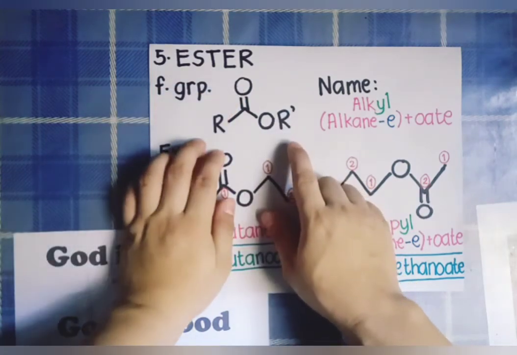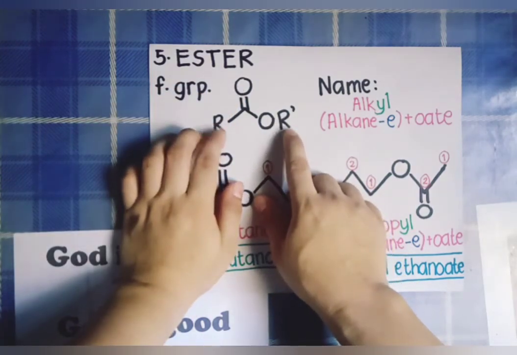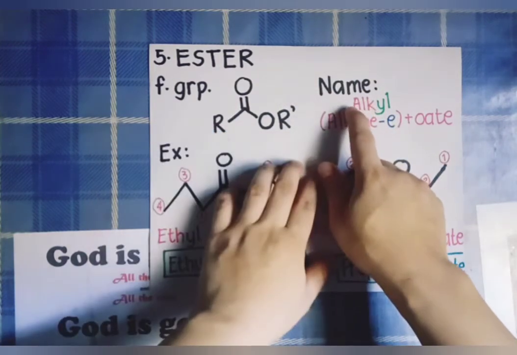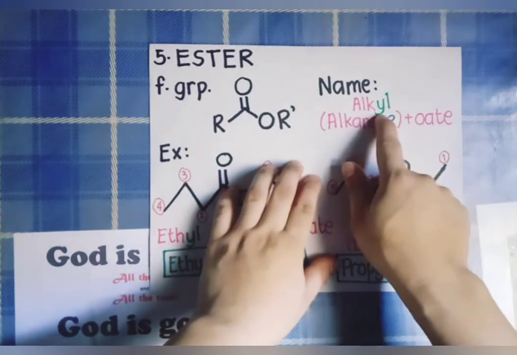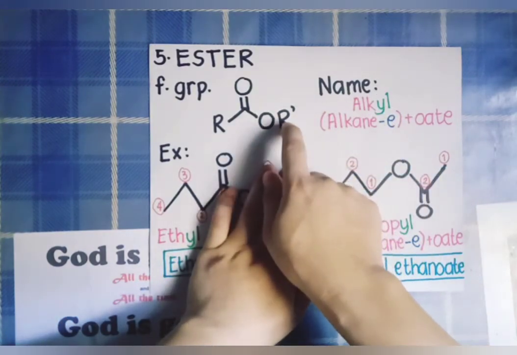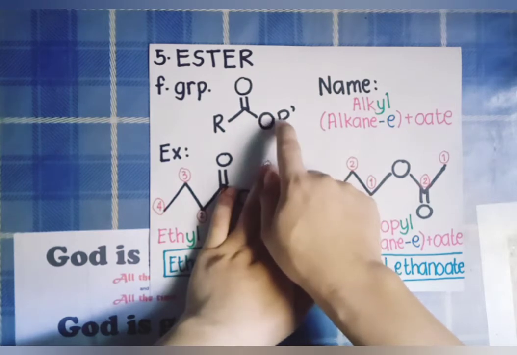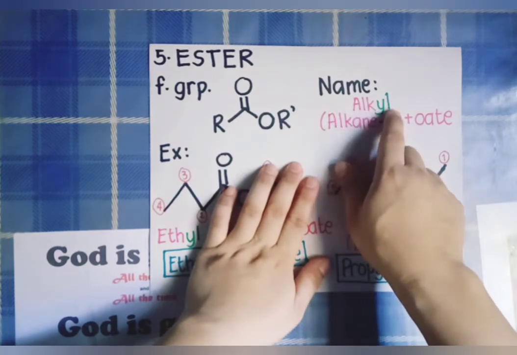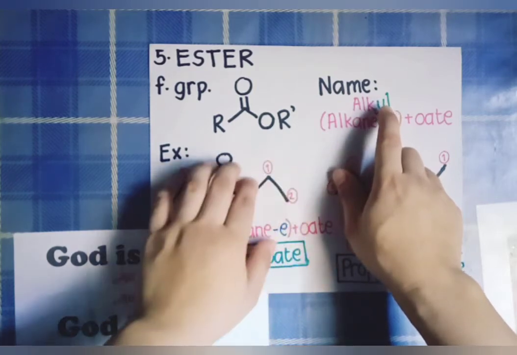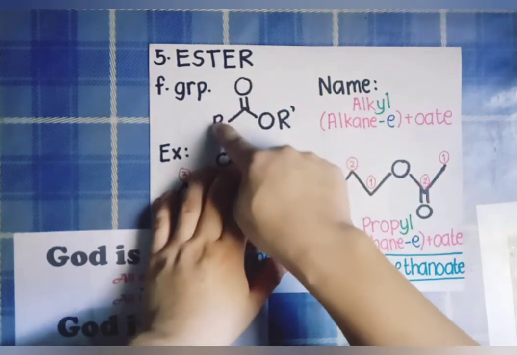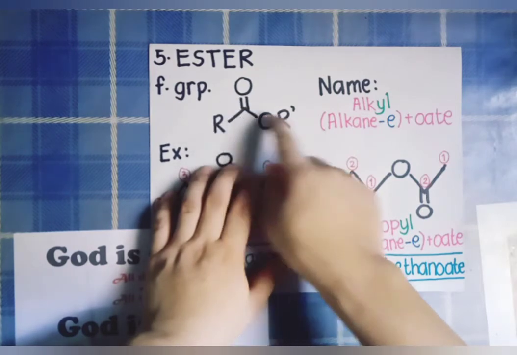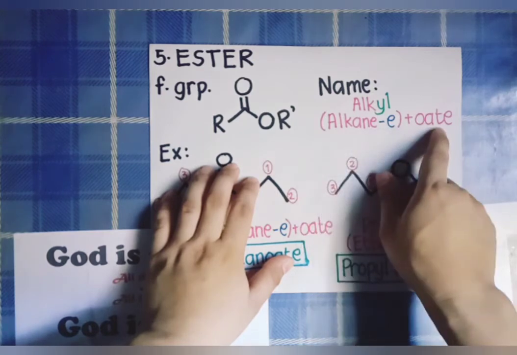Now, as we have noticed here, we have two chains of carbon, and because of that, the name of an ester is divided into two. The first part of its name is this chain of carbon that is attached to O but doesn't have the carbonyl group. That is named as alkyl, and it will have the suffix -yl. The second part of its name is the part which has the carbonyl group, the C double bond O part, and its name follows the format alkane minus E plus oate.